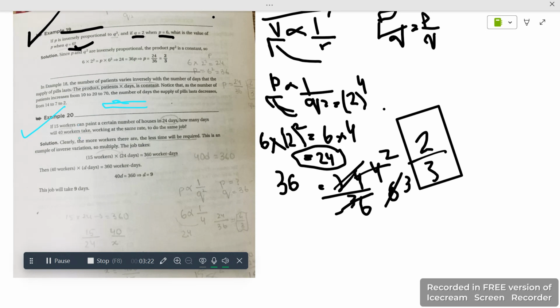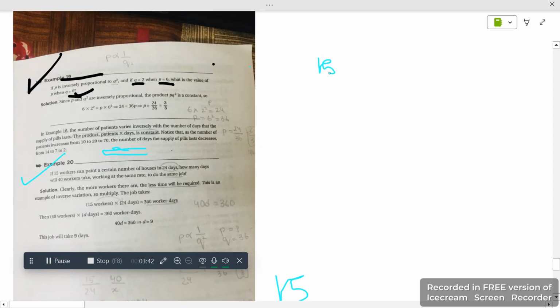So here we have another question, which is: if 15 workers can paint a certain number of houses in 24 days, how many days will 40 workers take? So there are 15 workers. They work in 24 days. When you multiply these both, you will get the answer, which is 360. So this means 360 working days, or worker days.